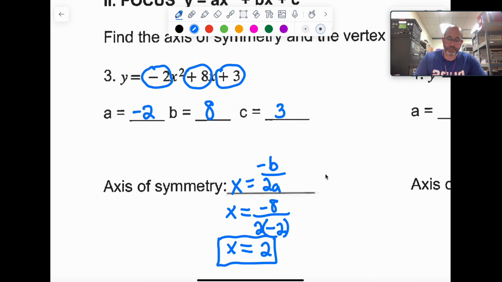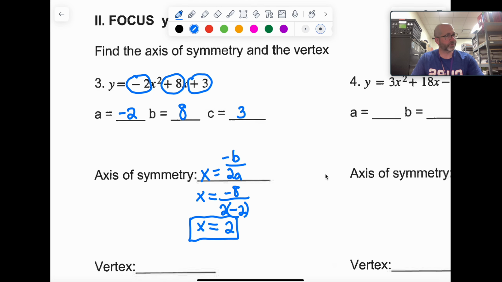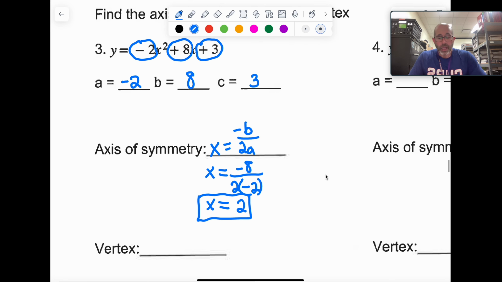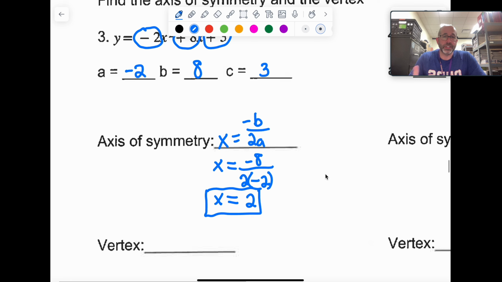That's our axis of symmetry. Not the vertex, sorry, it's the axis of symmetry. To find the vertex now, remember, we take our x value, and the x value for the axis of symmetry should be the same as the x value for our vertex. We know there's going to be a 2 in that first spot because they should be exactly the same.